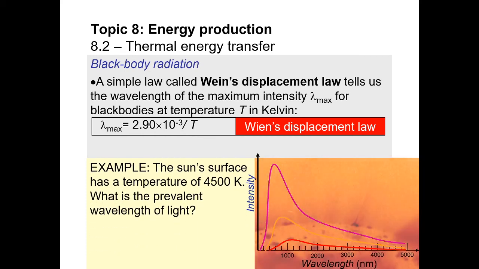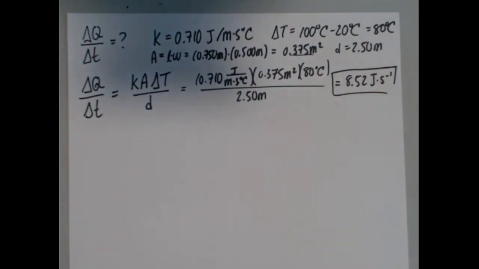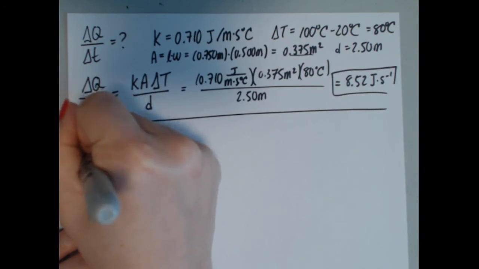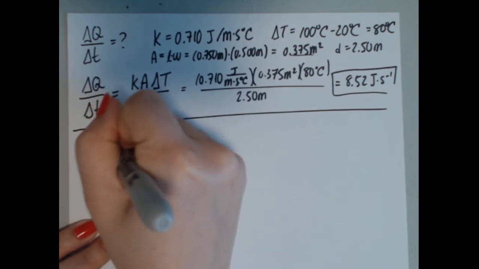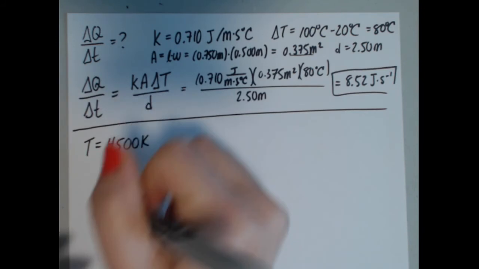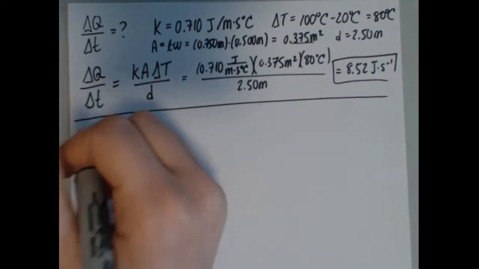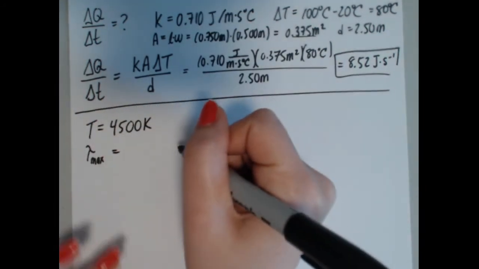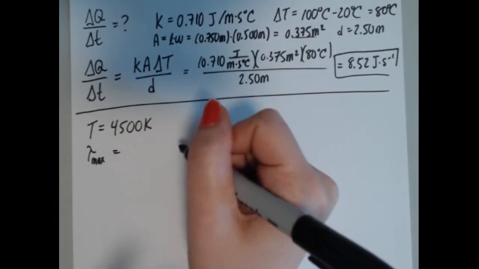The sun's surface has a temperature of 4,500 Kelvin. What is the prevalent wavelength of light? Okay, so we're going to go ahead and use Wien's displacement law. Let's go back to our page here. We know that the surface temperature of the sun, this is an average of course, is 4,500 Kelvin. We have to find the prevalent wavelength. This is not the only wavelength that the sun is emitting, but this is the predominant wavelength that the sun is emitting.